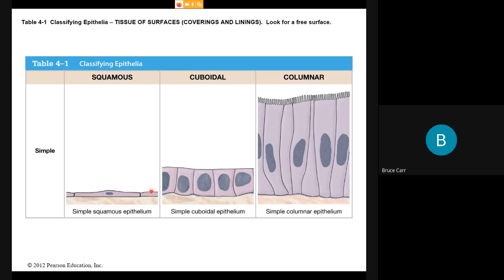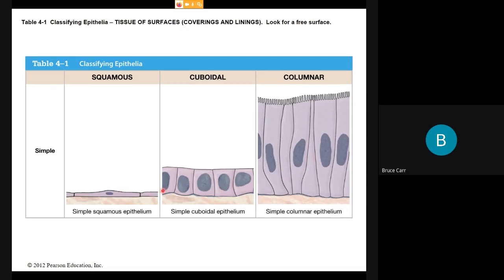And you notice we have simple squamous. These are flat like a pancake with very tight sealing between the membranes of the adjacent cells, but very, very thin. Squamous is really good when you're doing absorption because there are only two membranes and a small amount of cytoplasm to get across.